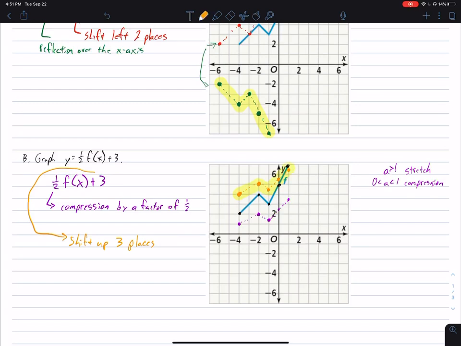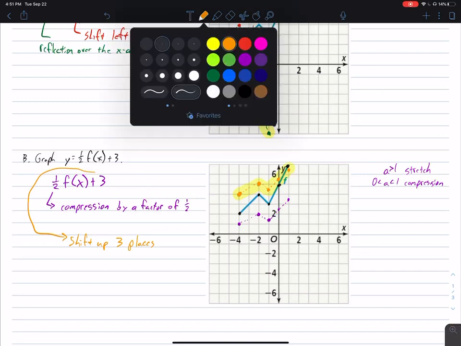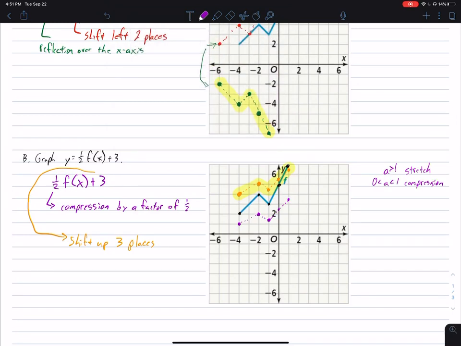So the purple represented the compression by a factor of 1/2. We cut all the y values in half. So just to note that, so it'll be a little more clear. This was (-4, 2). So that point is going to become (-4, 1). That 2 was cut in half. This point here, we had (-2, 4). So that's going to be (-2, 2). That 4 is going to be cut in half. And then the orange represented our vertical shift up 3 places.